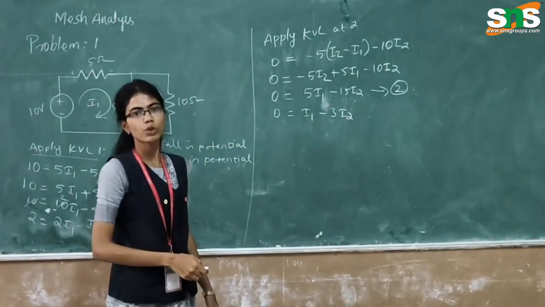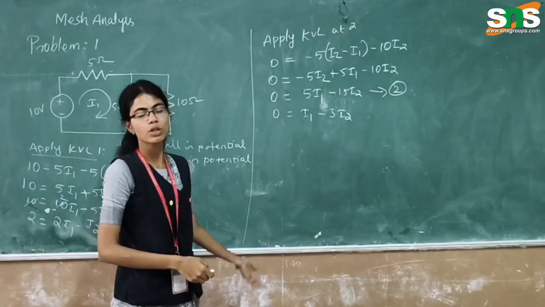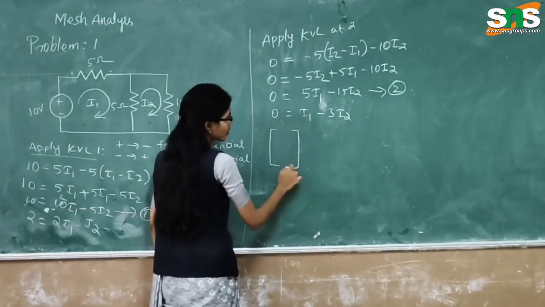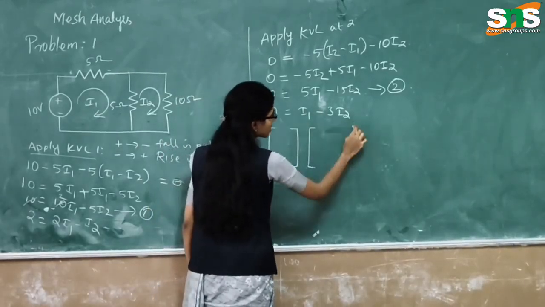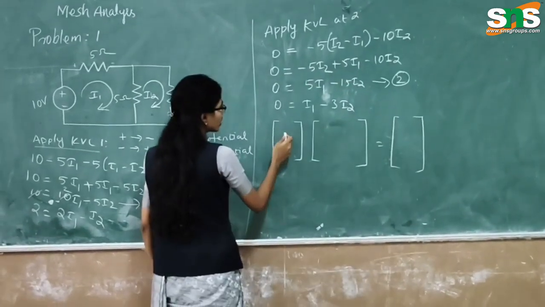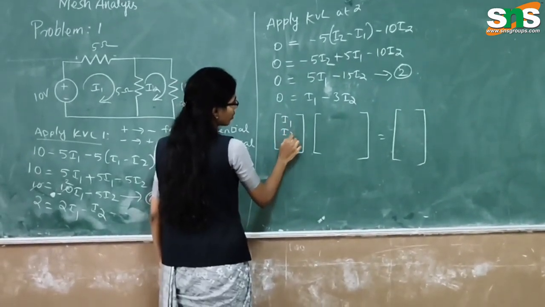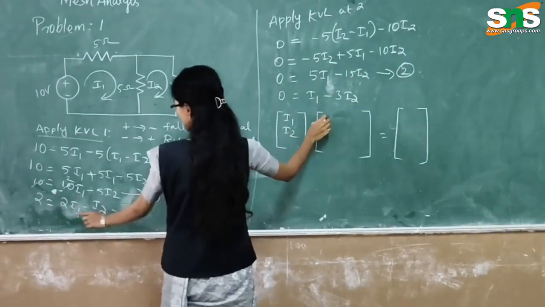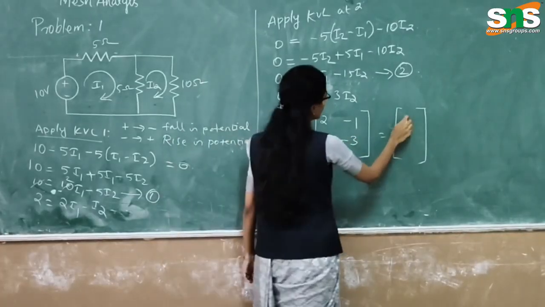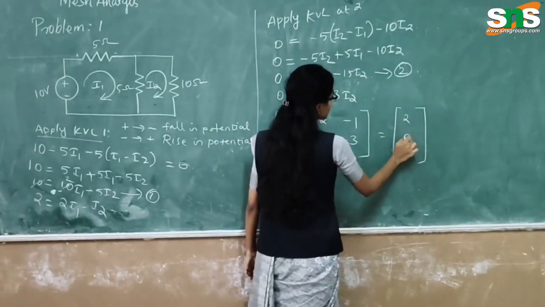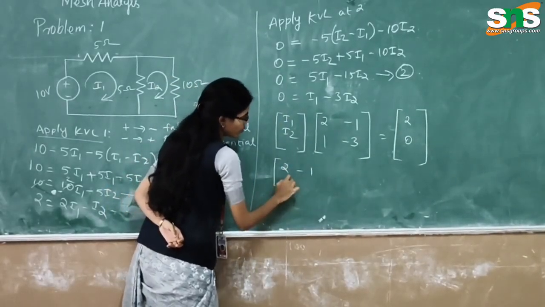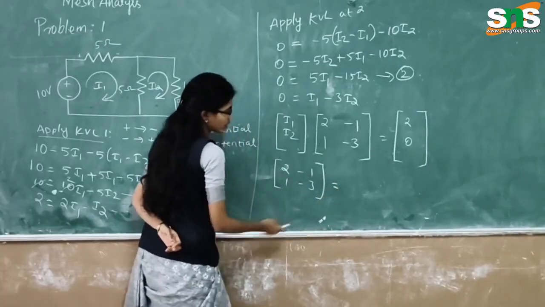Apply Cramer's rule to determine the del values so that we can get the I1 and I2 values. Here we rewrite this in terms of voltage and resistance: I1, I2 equals the resistance matrix 2, minus 1, 1, minus 3, and the voltage is 2 and 0. For this we have to apply Cramer's rule.